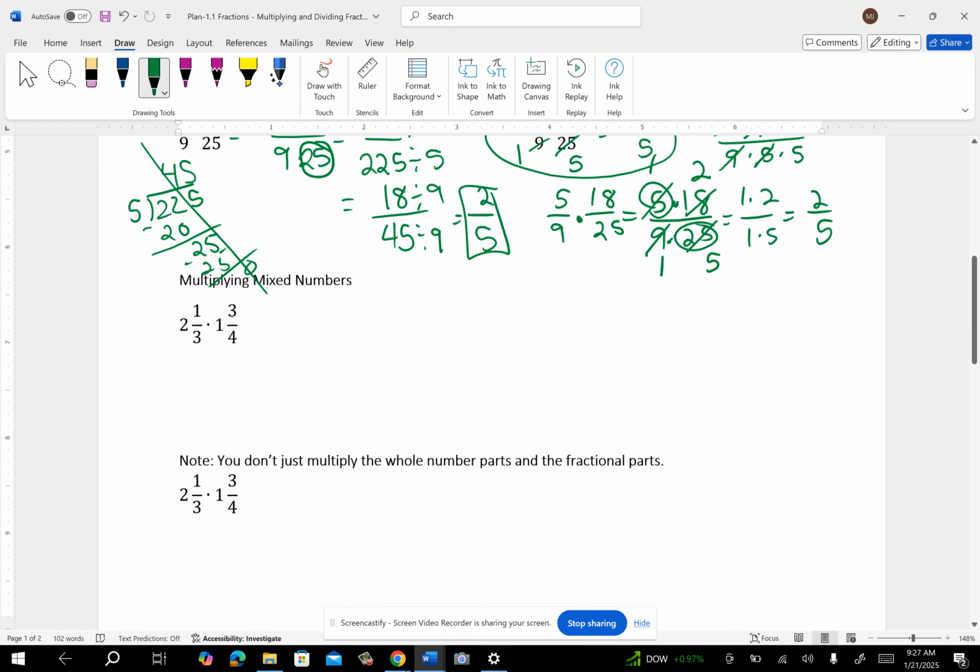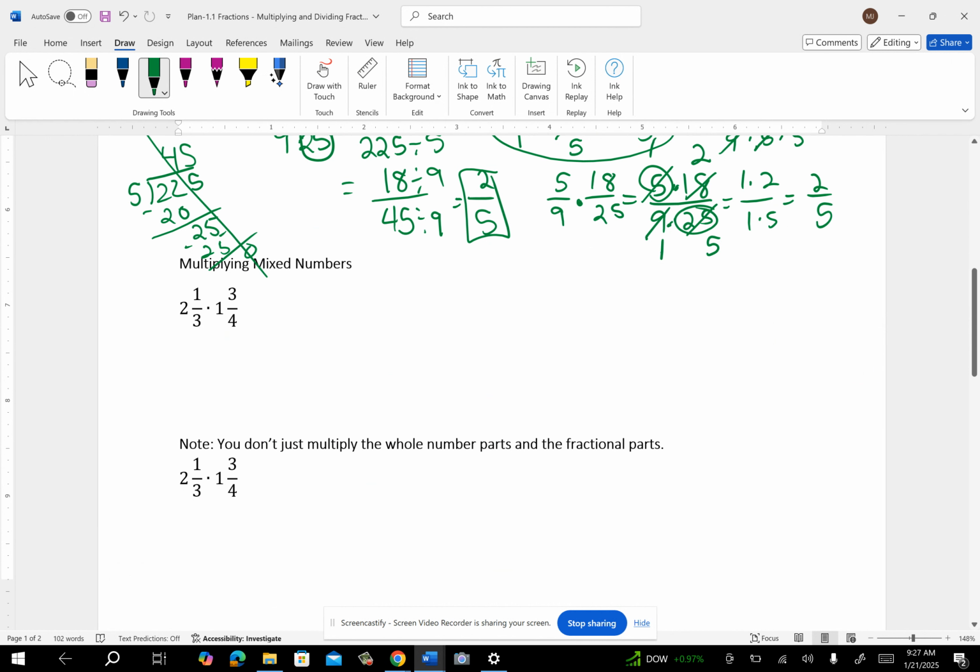All right, now if you do wind up with mixed numbers, you cannot just multiply the whole number parts. You can't just do 2 times 1 is 2, and then 1/3 times 3/4 and do that, which would be 3/12, and then simplify 3/12 and get 1/4, and think the answer is going to be 2 1/4. Okay, because it's not. Watch.